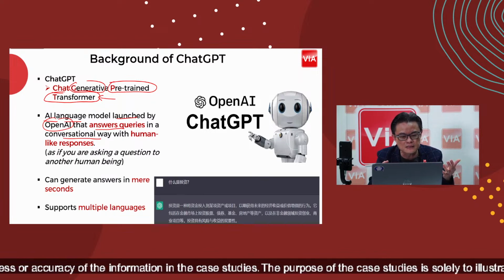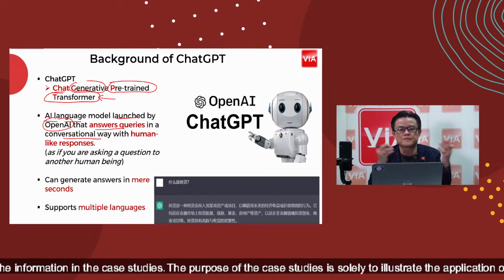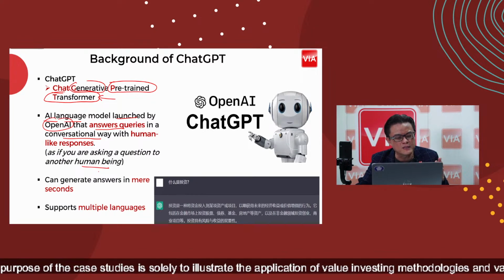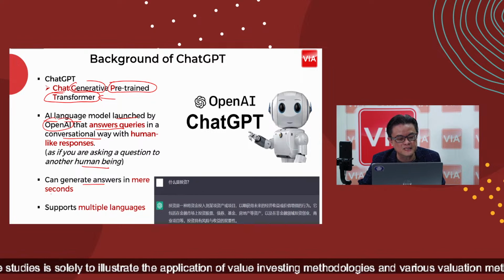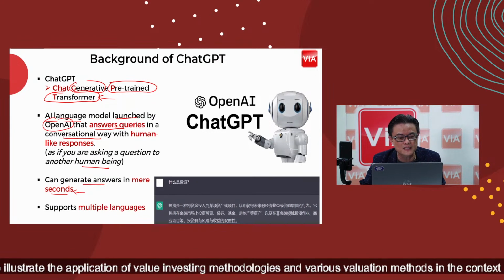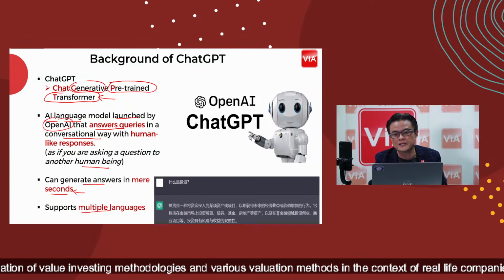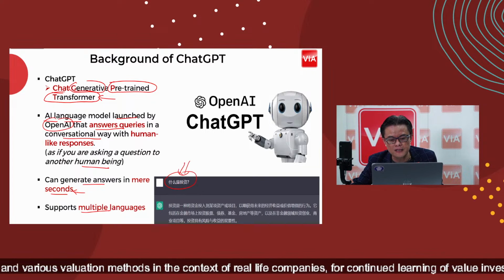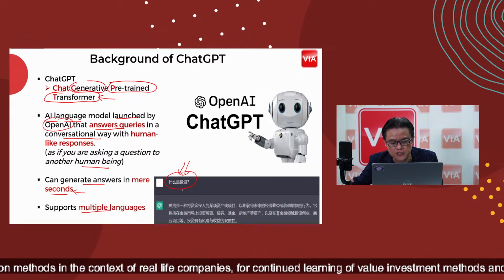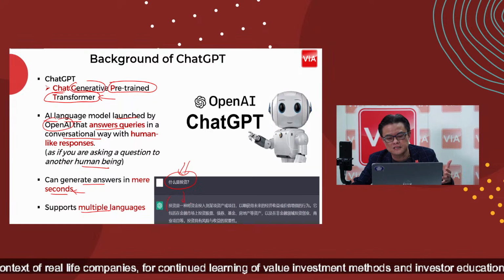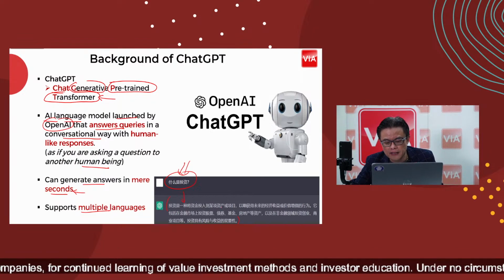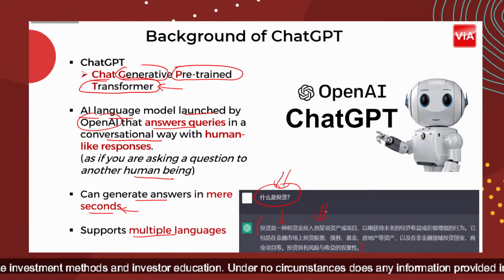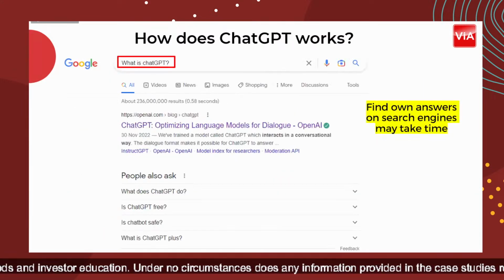You ask, what's the shape of an orange? The reply is round, something like that, as if you're asking another human being. Later I'll do a demo. It can generate answers in mere seconds, though if the Wi-Fi is bad, it may take a couple of seconds. It also supports multiple languages. In our example, we put in 什么是投资, which is Mandarin, and the reply, 投资是 and so on, looks like traditional Chinese. So this is the academic explanation of what ChatGPT is.